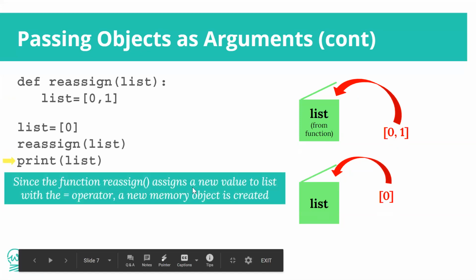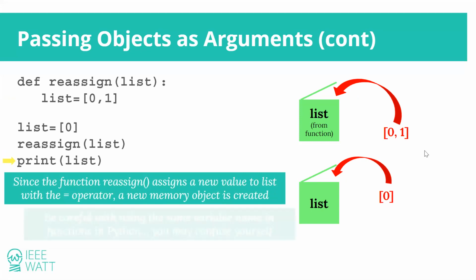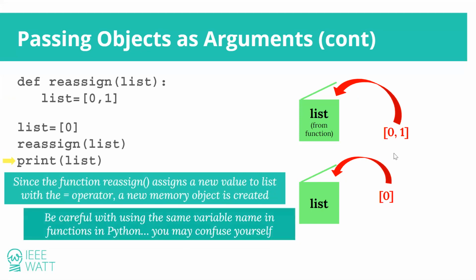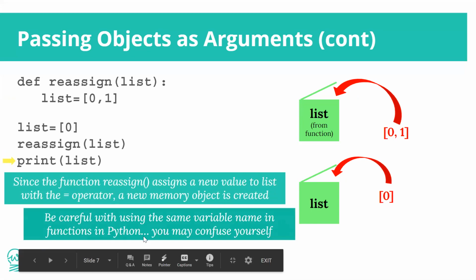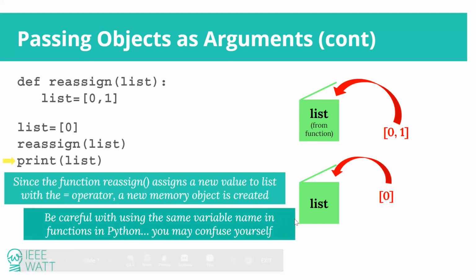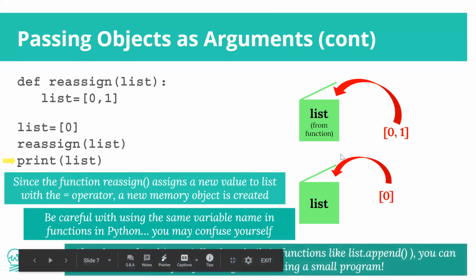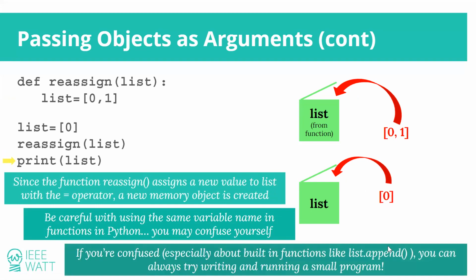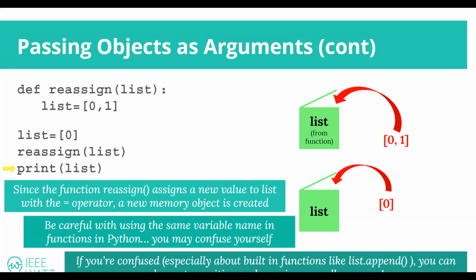And we have notes here. Since this function reassign assigns a new value to the list with the equals operator, we create a new object in memory, which is represented by these red things in our slides. And be careful with using the same variable name in functions in Python. You might end up making mistakes and confusing yourself. You might correlate it to pass by reference, and it's more like pass by pointer. It's called pass by object reference, and it's not the same as what you'd see in C.